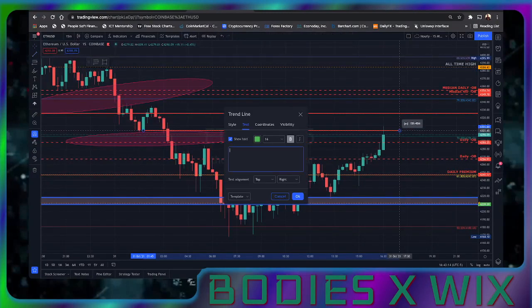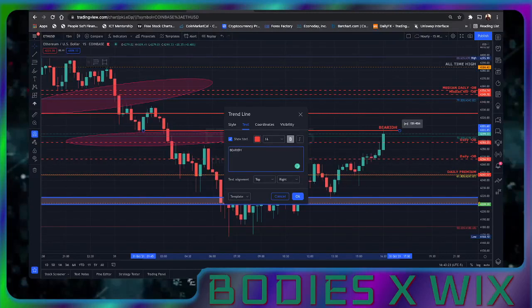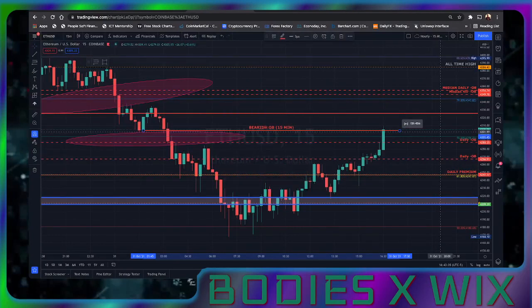Right, there we go. Let's go with red. All right, and then we're going to go with bearish order block. And then I'm also going to put the time frame so I don't forget. I'm also going to put it in the center, because if I put it on the right, it's going to be right over it. All right, so as you can see, it came up, it tapped it, it pulled back. Who knows? People could have probably freaked out at that and started selling.